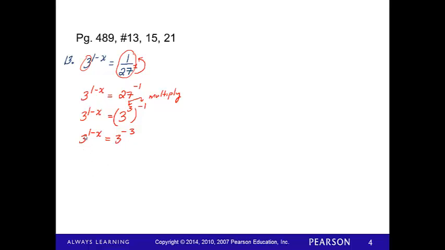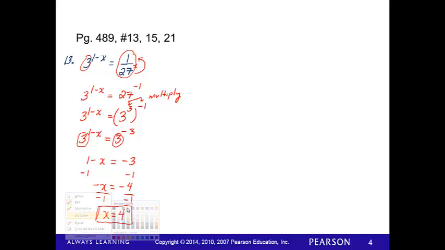Okay, so our bases, 3 and 3, they are equal. So now we can set our exponents equal to each other. So 1 minus x equals negative 3. And then we're going to solve for x. So how about we subtract 1 on both sides? And we get negative x equals negative 4. And then divide by negative 1, and you have x equals 4. And of course you can plug it back in and check it, and you'll see that it works.